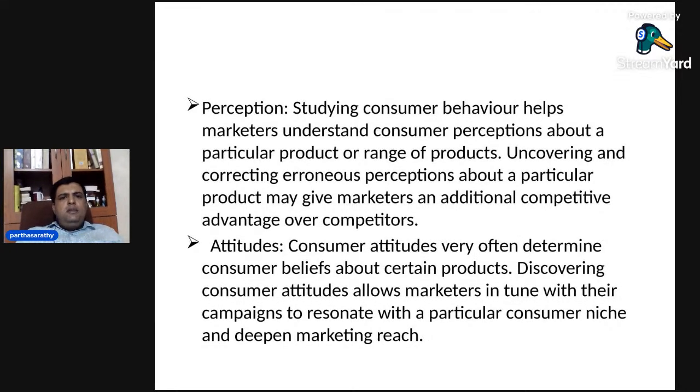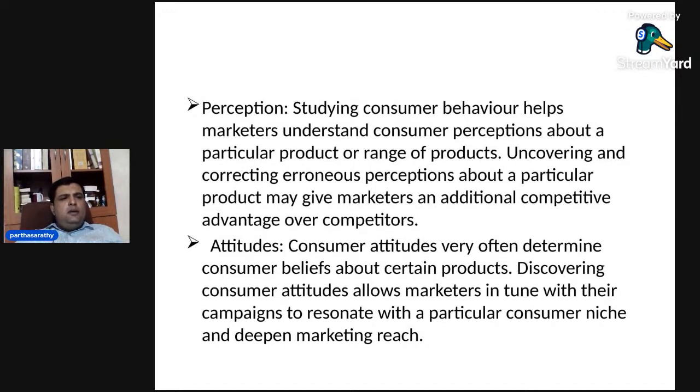And one more thing which plays a very important role is perception. If I have to define perception, it is basically what we experience through our five senses, like smelling the product, whatever we experience through the five senses. So perception plays a very important role. Studying consumer behavior helps the marketer understand the consumer's perception about a particular product, because for the same product, different customers may have different perceptions.